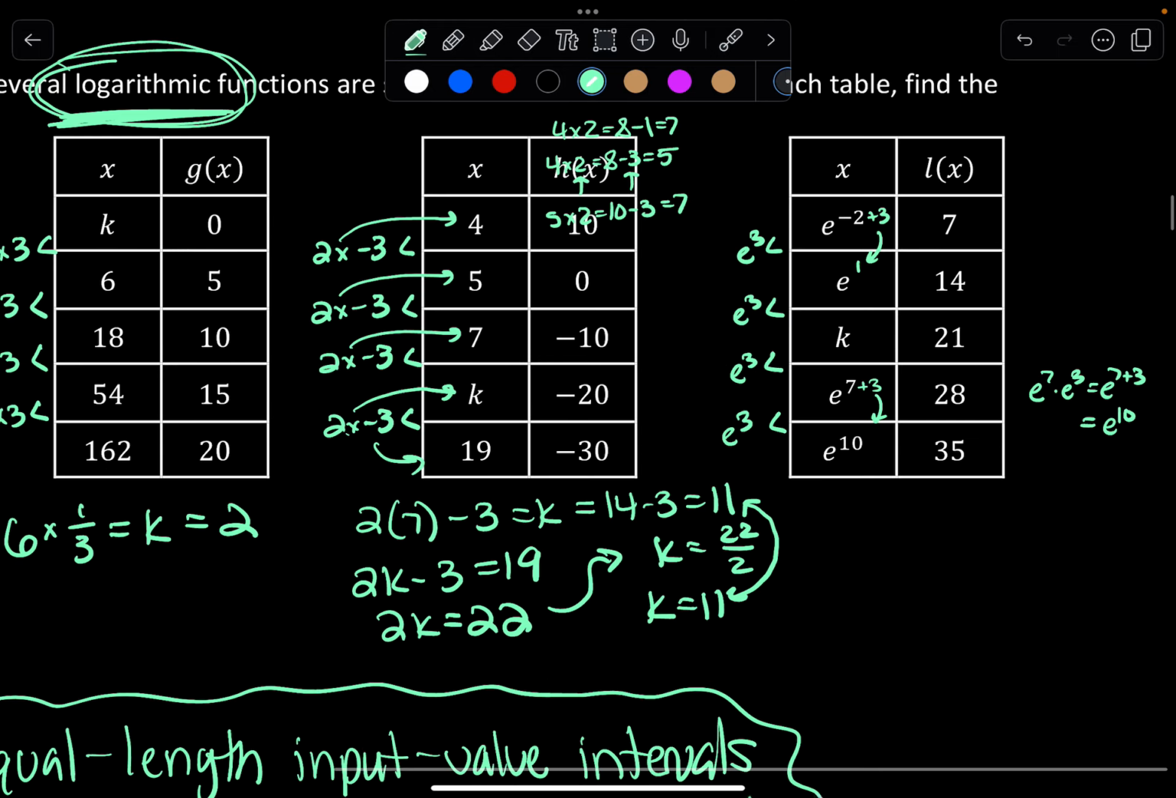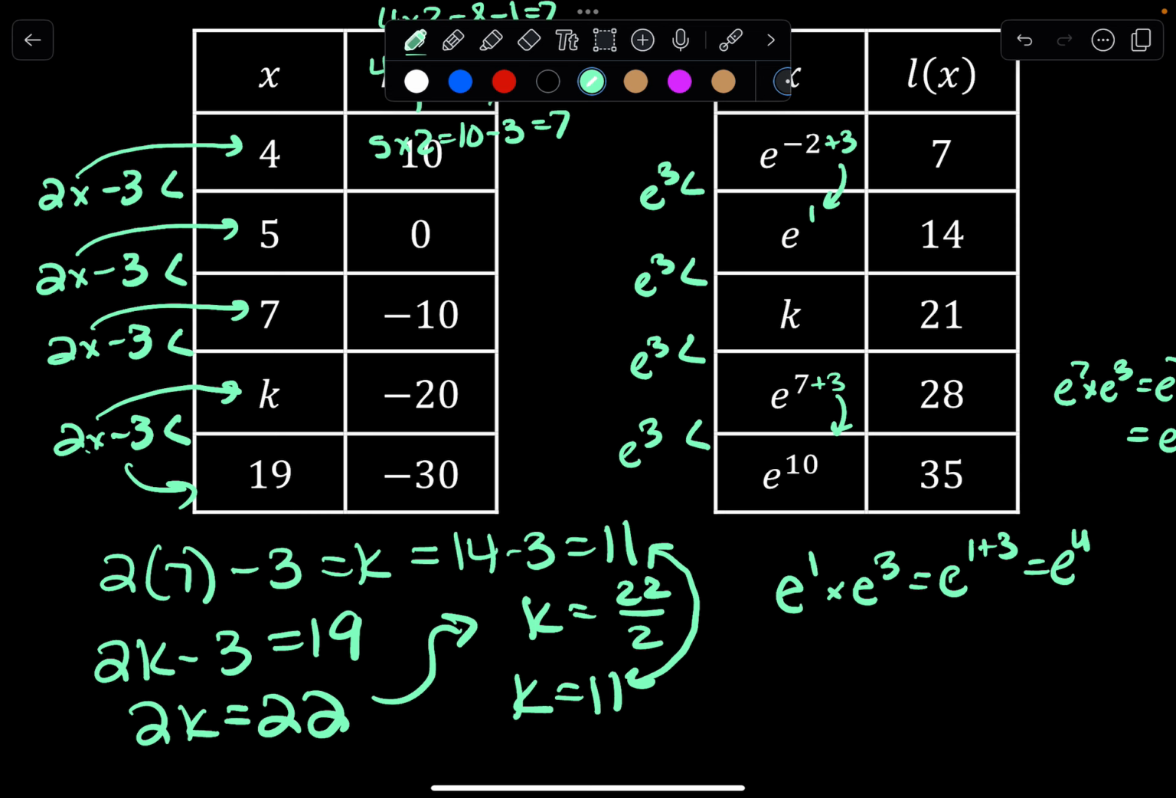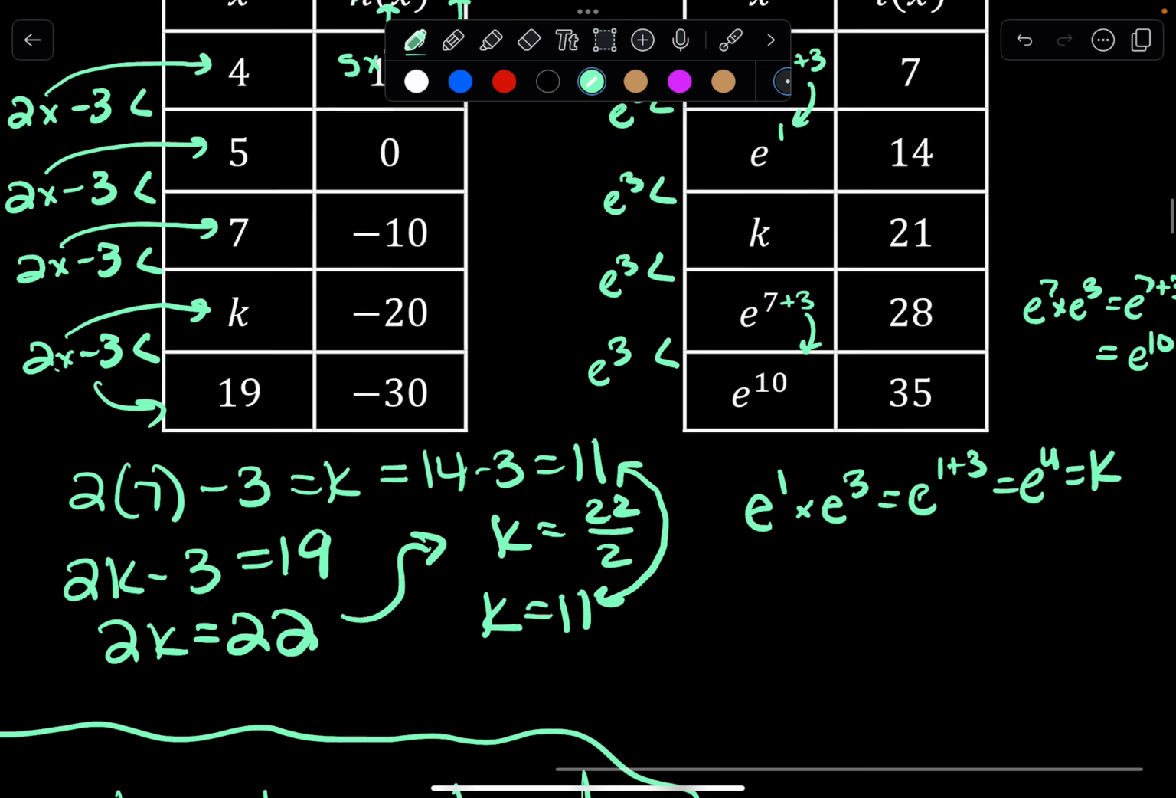So the common ratio is e to the power of 3. So if I want to solve for k, I'll do e to the 1 times e to the power of 3. Go ahead and put an x in there. And properties of exponents, we're going to add them together. So we get e to the power of 4, which is equal to k.